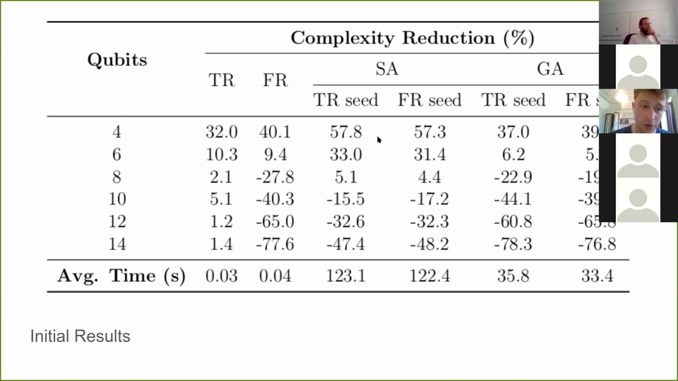But then as we increase the number of qubits, this ability to reduce the complexity decreases. And eventually, as is the problem with full reduce, we start getting a circuit that's worse than the input circuit. So there are some scaling issues, and this is likely a consequence of limits in the extraction procedure.